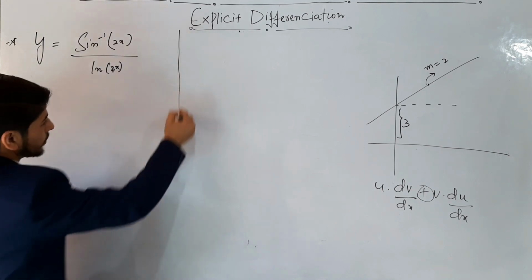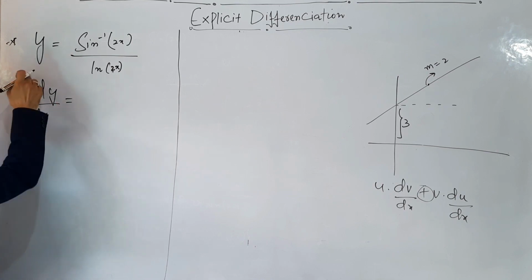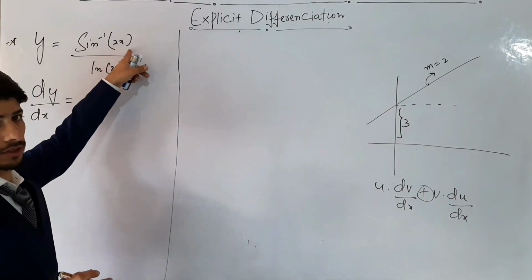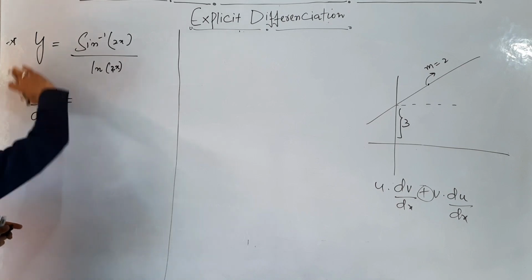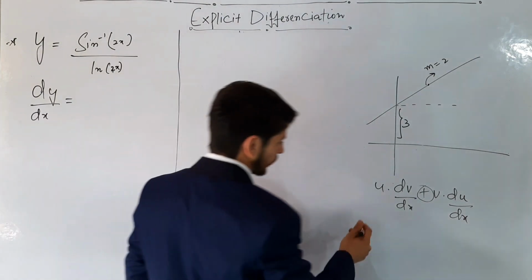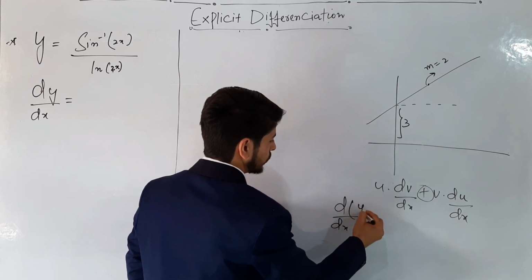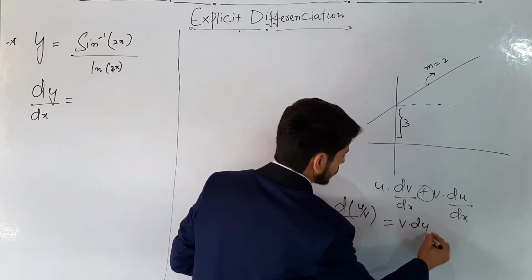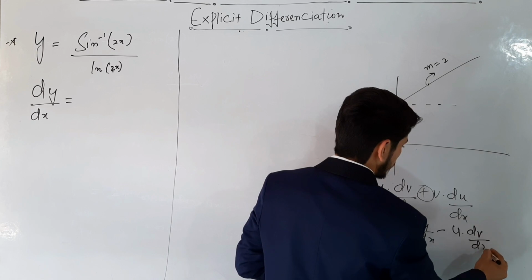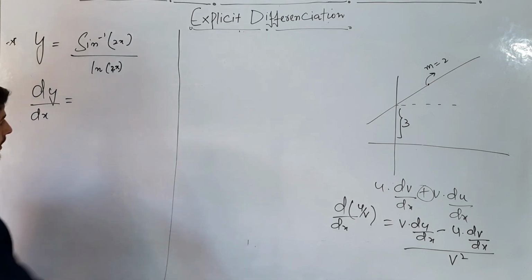Now what will we do? We will differentiate this. It will be dy upon dx, the derivative of y with respect to x. Sine inverse is a function of x, ln is a function of x. It means this function y is a quotient of two functions, and you know the derivative of the quotient of two functions: d by dx of u upon v is v times the derivative of u minus u times the derivative of v, upon the denominator square, that's v square. Isn't this okay? Nice.